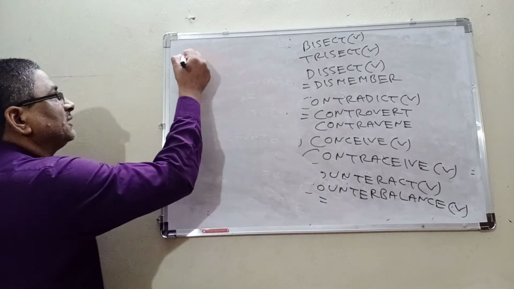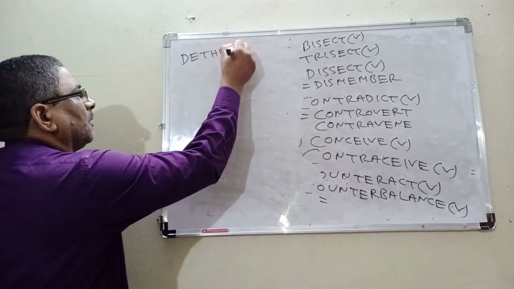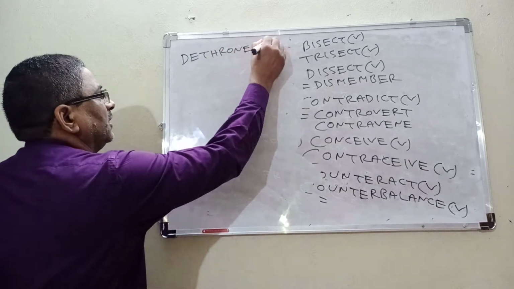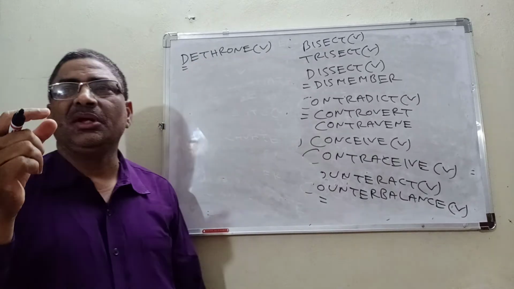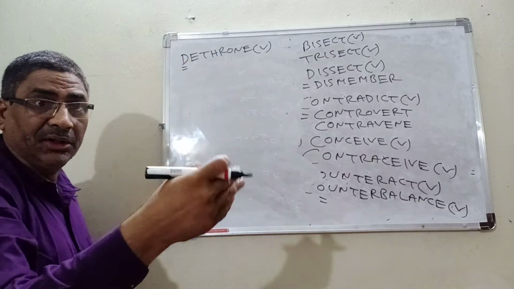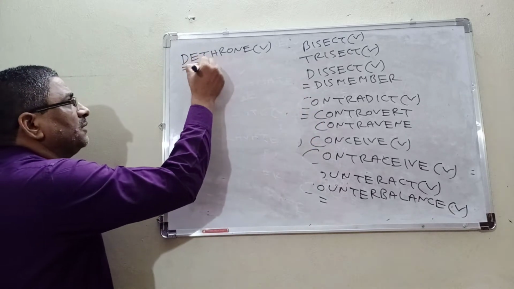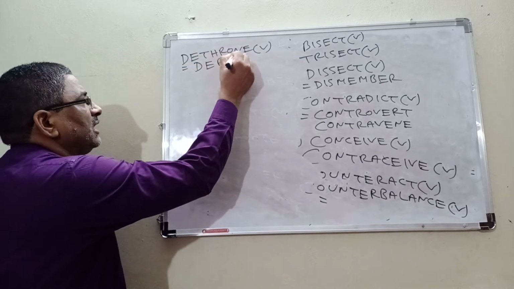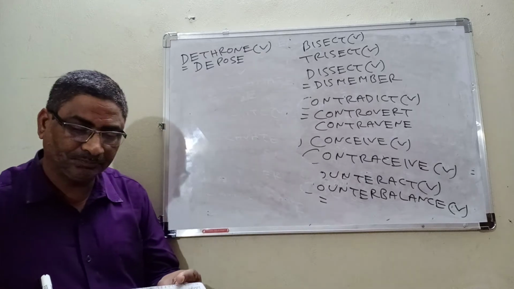Next word, dethrone. D-E-T-H-R-O-N-E. Wonderful word. A few minutes back, I told you a word called enthrone. Enthrone meaning is to come into power. Here the word is dethrone. Dethrone means to lose the power, dethrone. To lose the power. It has got one important synonym, D-E-P-O-S-E, depose. To lose the power is called depose or dethrone.